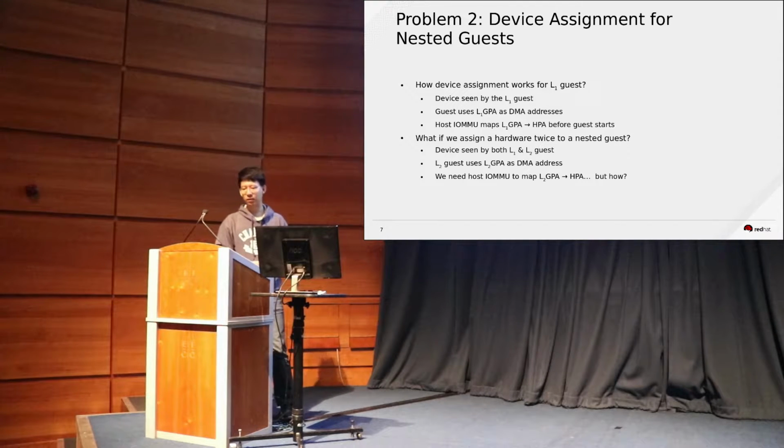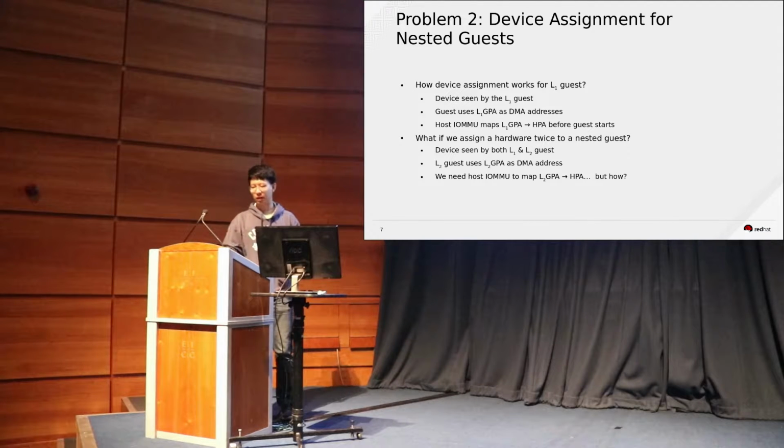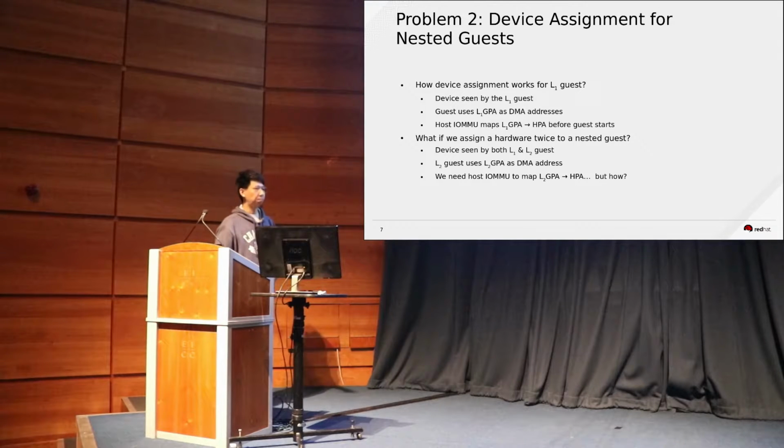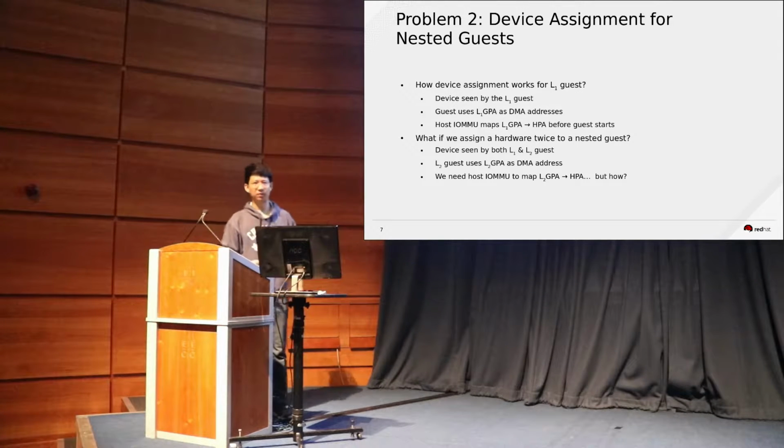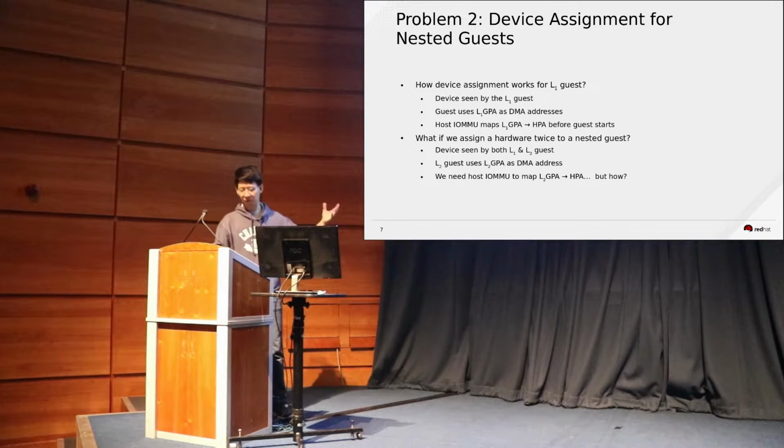We can't do that because we need a static mapping like L2 GPA to HPA for the second level, so that the host can know how to do DMA. So basically, if we do device assignment for nested, we can't without these two features working together.